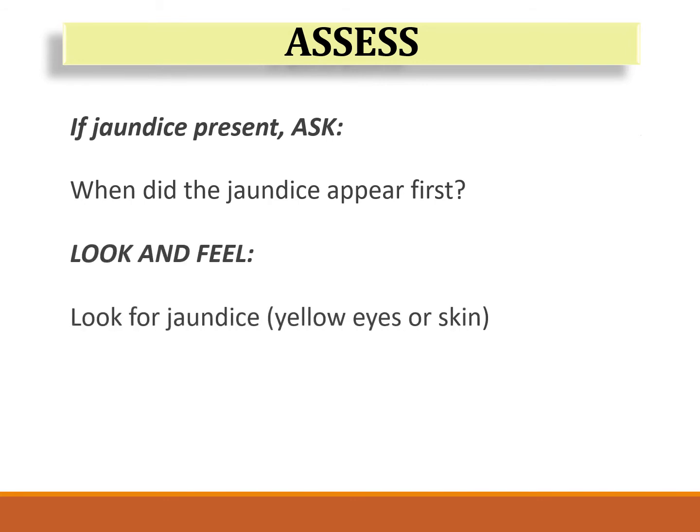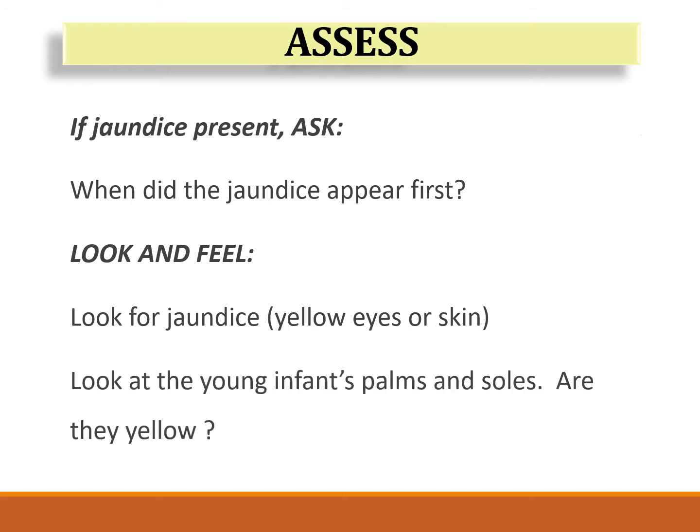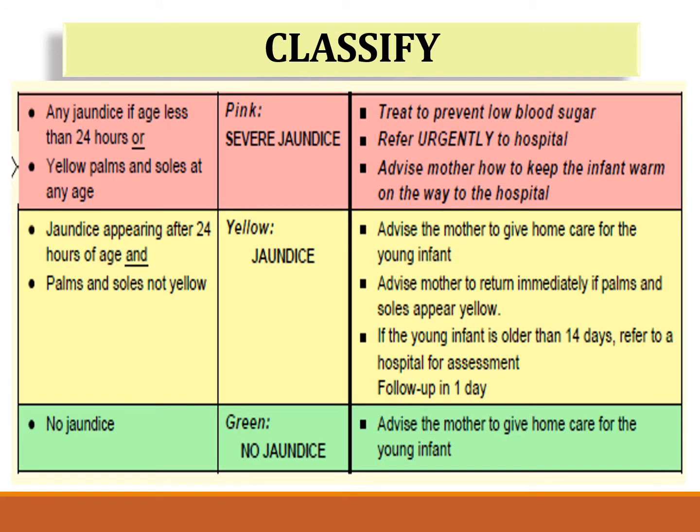Look and feel. Look for jaundice, especially look at the sclerae, yellow of the eyes or skin. Look at the young infant's palms and soles. Are they yellow? Okay. Again, you classify it into 3 categories: the pink, yellow, or green.